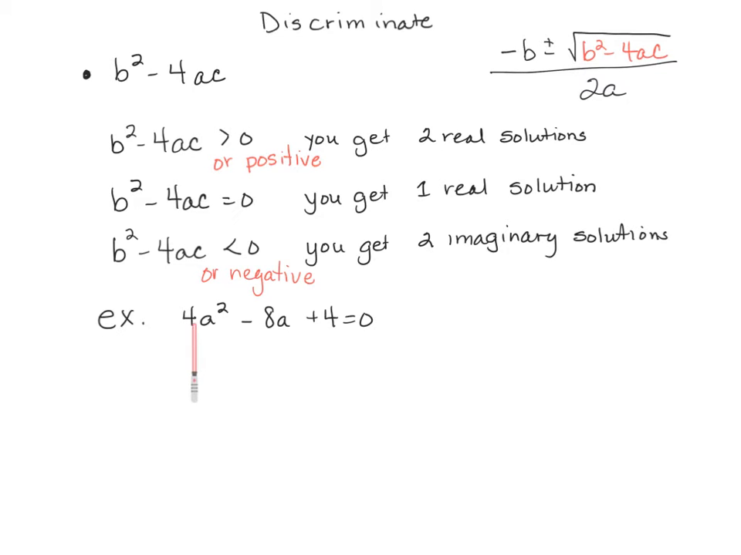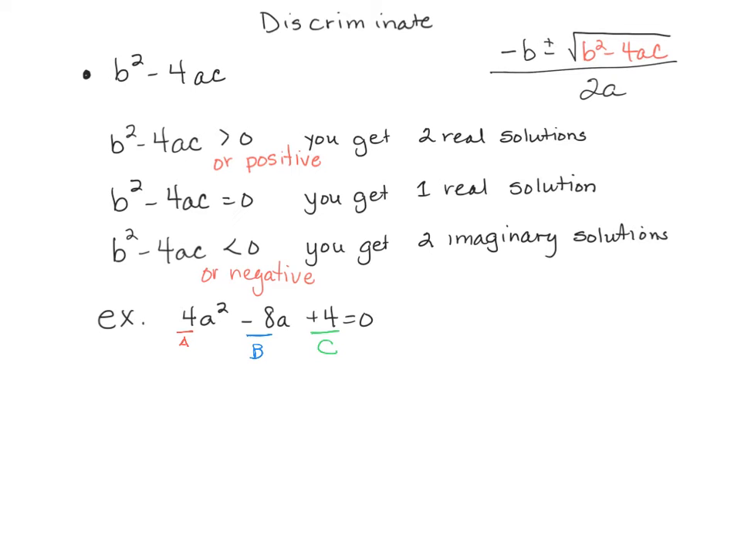And here's my first example. I have 4a squared minus 8a plus 4 equals 0. The first thing I'm going to do is make sure everyone's on one side. Notice how 0 is over here and everyone else is to the left. Because I have my standard form of my quadratic, I can move on. I'm going to label this as my a, this is my b, this is my c, and then I'm going to plug it in.